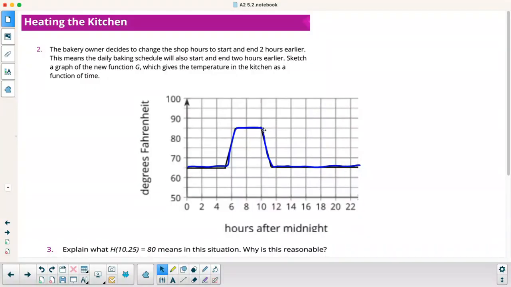So I'm going to take this point here. It was at 10, and move it right there to 8. Okay, everything moved to the left. All right, so the blue one will be G.